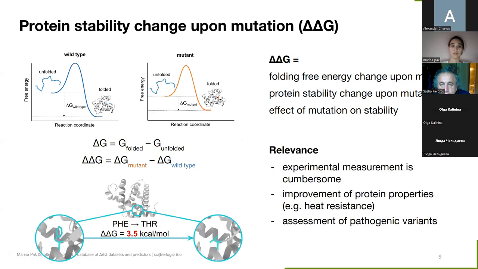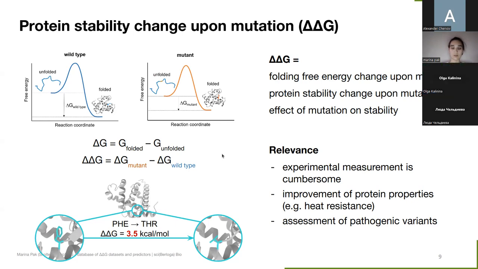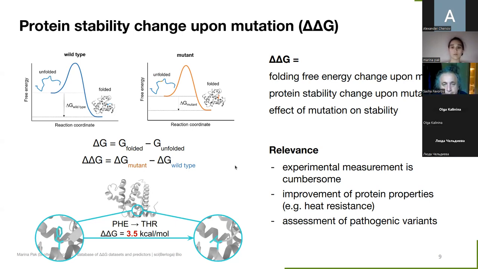And finally, why are people in general interested in delta-delta-G? Well, we can measure this parameter experimentally by tracking the unfolding of the protein under some denaturant, such as temperature, and measuring the signal. But of course, we want to facilitate experimental measurements and predict delta-delta-G computationally. So the general pipeline is you predict computationally the change in stability, and from these predictions you select the top mutations that stabilize the protein and validate them experimentally, for example.